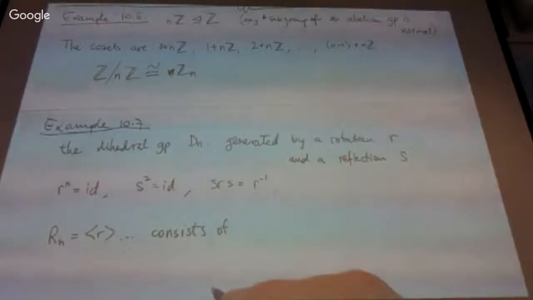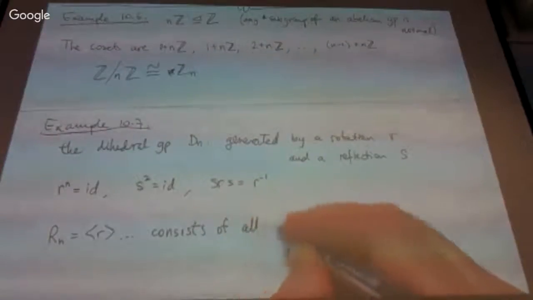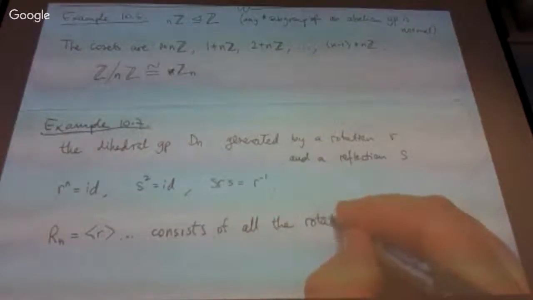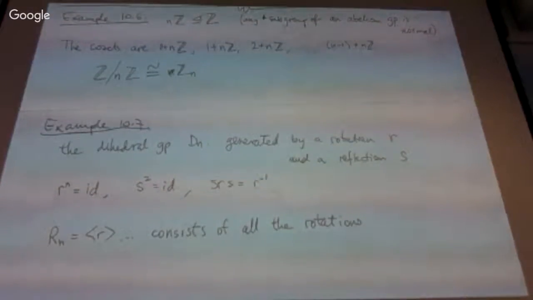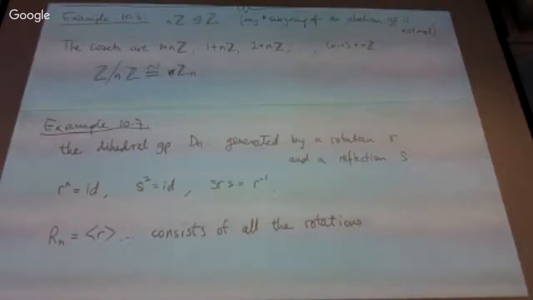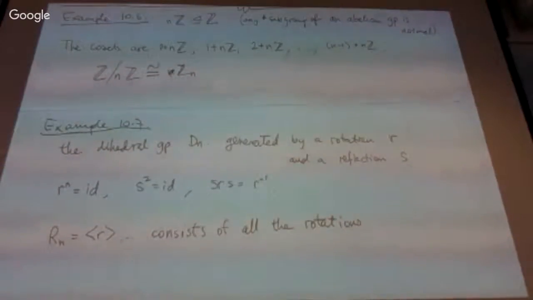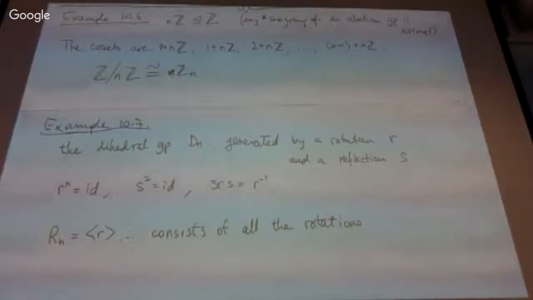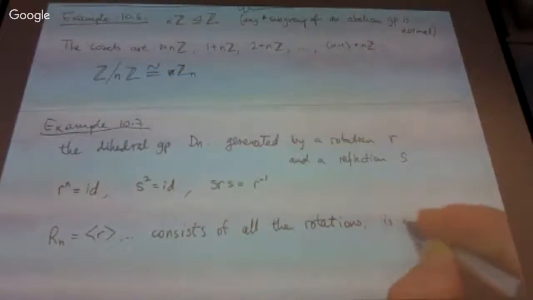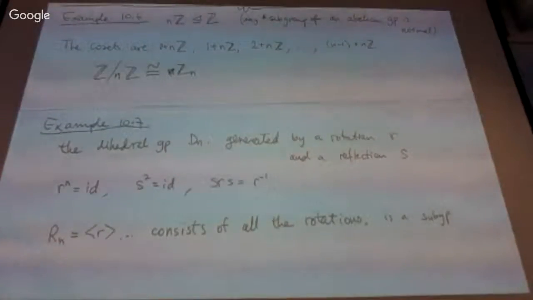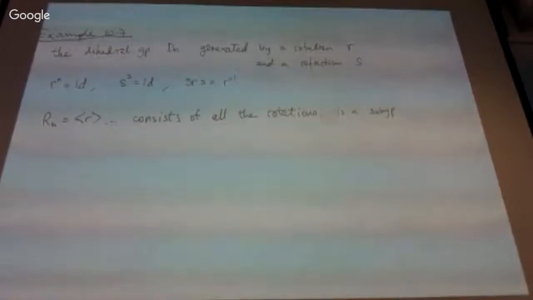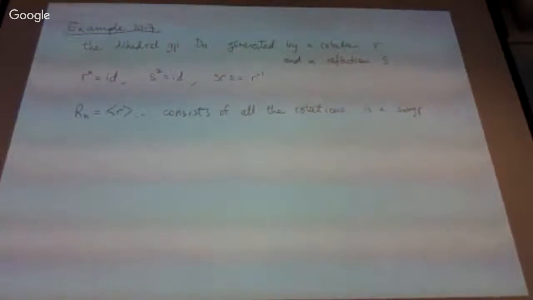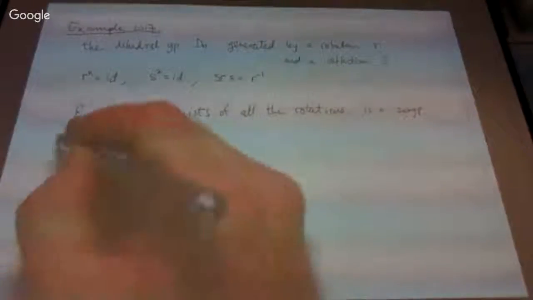If you do the reflection, then rotate, and then reflect back, it's like rotating it backwards. So this consists of all the rotations. It's a subgroup. Of course it's a subgroup, because it's the subgroup generated by R. So how could it not be? But the question is, is it a normal subgroup? How do you know?